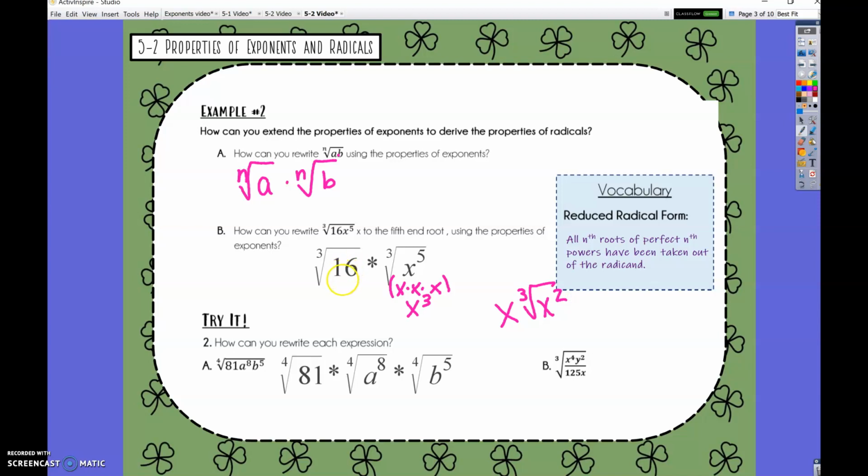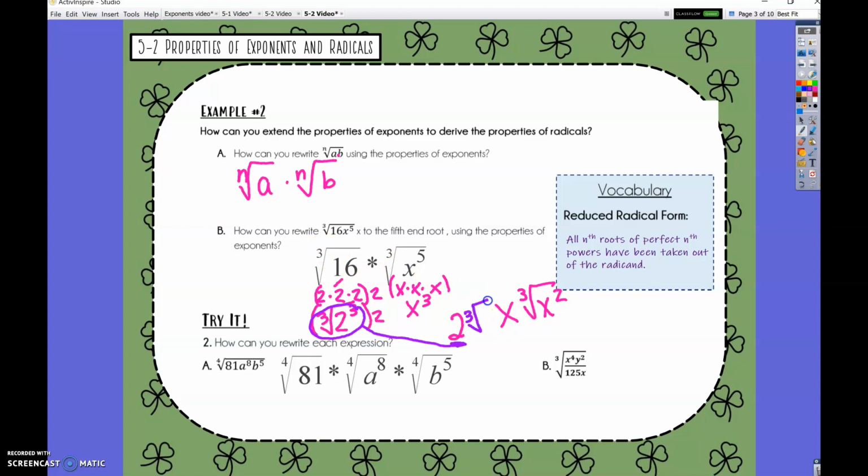This one, 16, is 2 times 2 is 4, times 2 is 8, and times 2 is 16. These 3 together could be called 2 to the 3rd, and if you take the 3rd root of it, the 3rd power and the 3rd root will cancel, but remember you still have this extra 2 out there. So we would have 2, which comes out because of the 3rd root of 2 cubed, that's this 2, and this guy is still stuck under that third root.